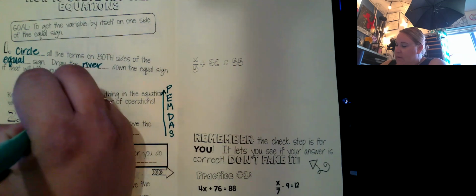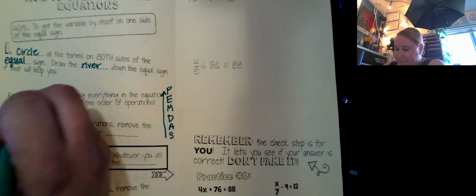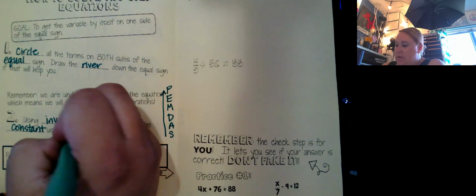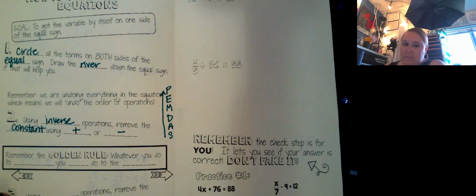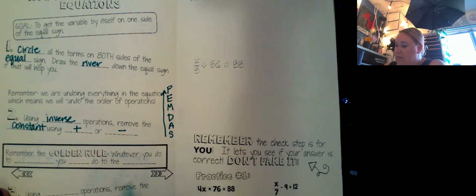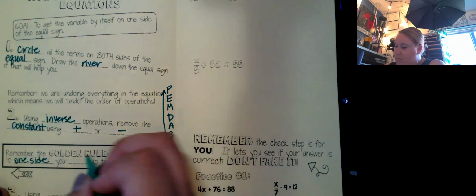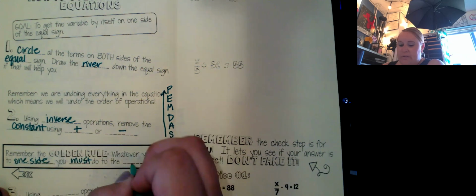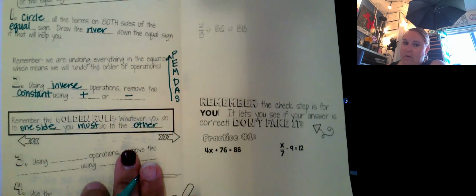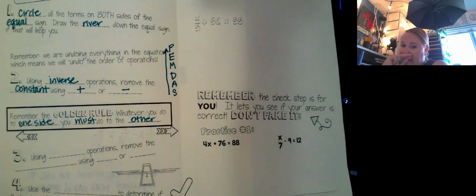So using inverse operations, we're going to remove the constant, which is the regular number that's not attached to our variable, using either adding or subtracting. So we're always going to do adding or subtracting first. Remember the golden rule: whatever you do to one side, we also must do to the other side. Okay, so whatever we add, we're going to add it to both sides, or whether we subtract, we're going to do the same thing.